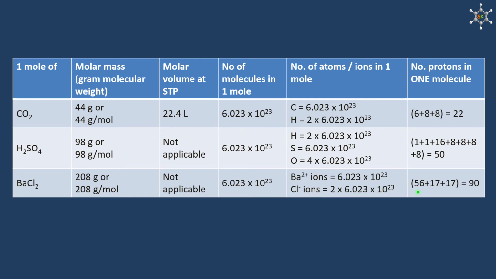Number of protons in 1 BaCl2: atomic number of barium is 56, so there are 56 protons in barium. Atomic number of chlorine is 17, there are 2 chlorine atoms, so 17, 2 times. Together in 1 BaCl2 we have 90 protons. In 1 mole of BaCl2 we will have 90 moles of protons.